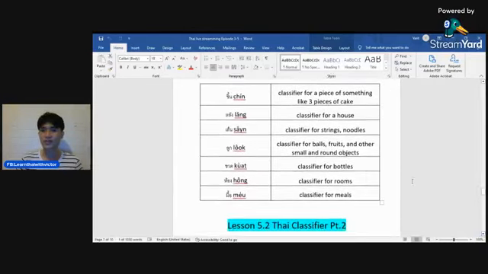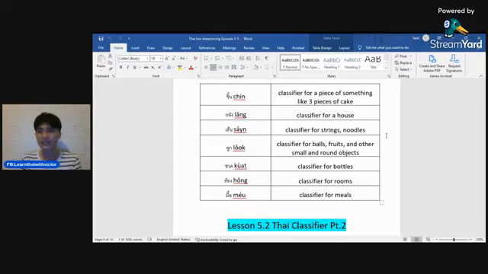So this is the last part of this lesson for today. ชิ้น is a classifier for pieces, like pieces of cake. In English, piece can be used with many words, but the classifier in Thai is very strict and used specifically for specific words. หลัง is a classifier for a house. มีบ้าน20 หลัง. Oh, I'm very rich. I have 20 houses. บ้าน is a house, 20 is 20, and หลัง is the classifier.